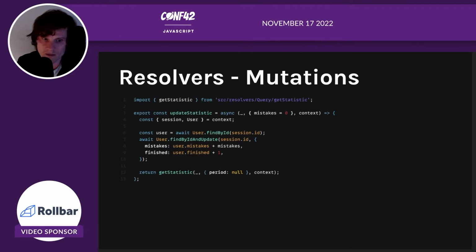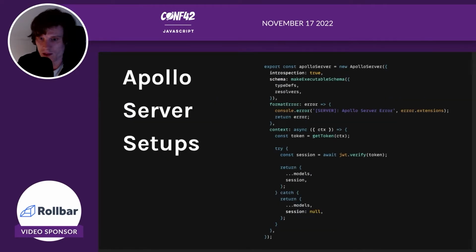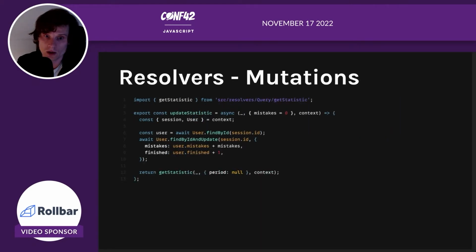Mutation is the same thing. We are asking just the context where we are expecting to get a model, because remember, we're passing all of our models to the context. If we go back here, you can see models are always returned from the context. So that's why we got that model over here, and access to the session.